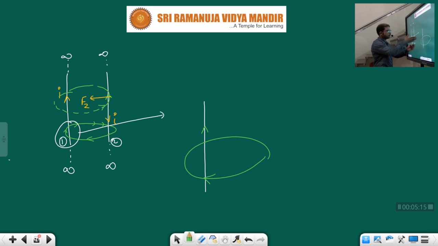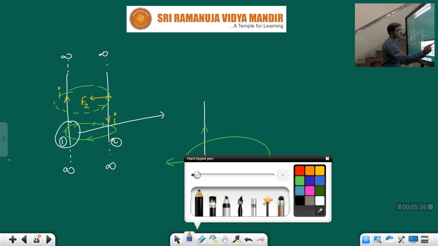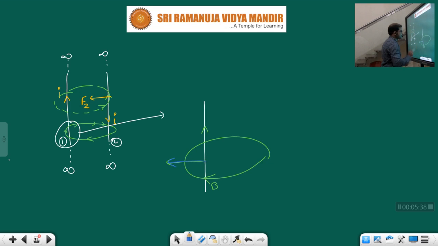Magnetic field entering, current direction upwards. Use right hand palm rule, children. See, at this point magnetic field is entering, current direction is upwards, which means the force is away from the first conductor. The force is acting away from the first conductor. That is force in first conductor.